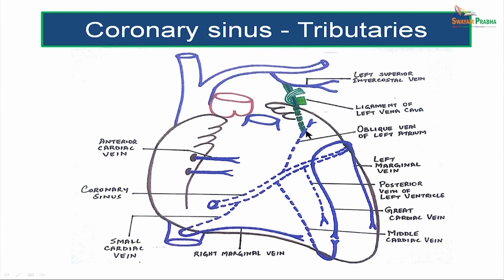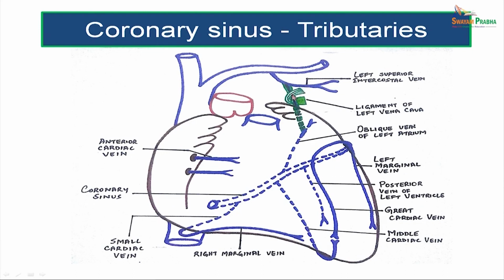You can see a fibrous cord connecting it to the left superior intercostal vein, and this is just before its termination into brachiocephalic. Left superior intercostal is connected to the left oblique vein of left atrium by a fibrous cord. This is a remnant of left duct of Cuvier.